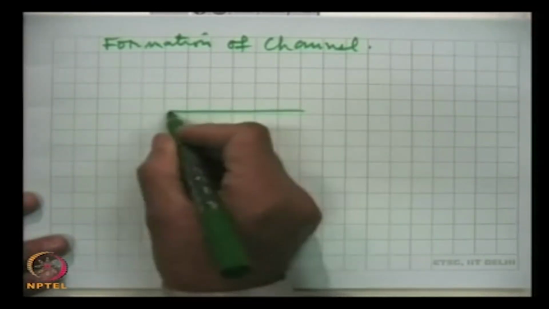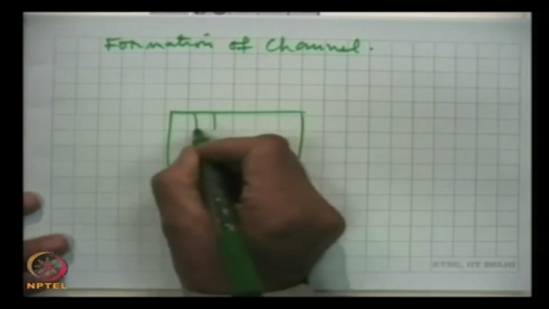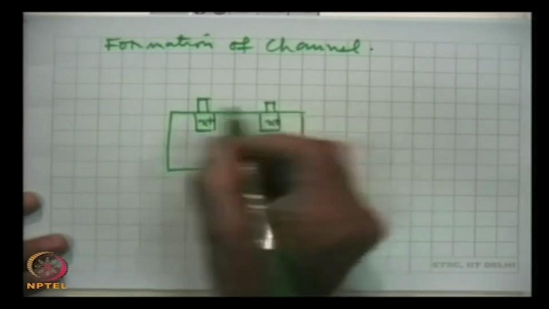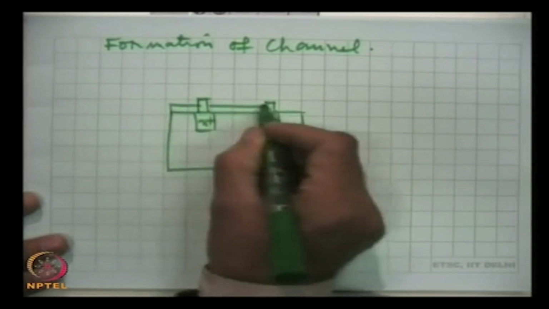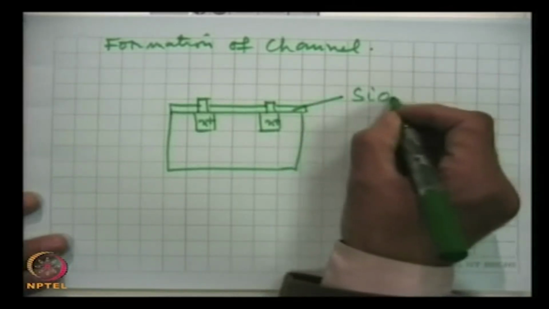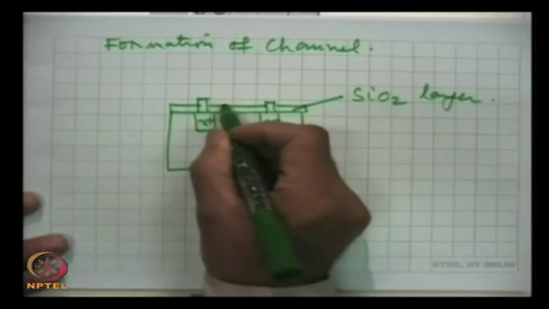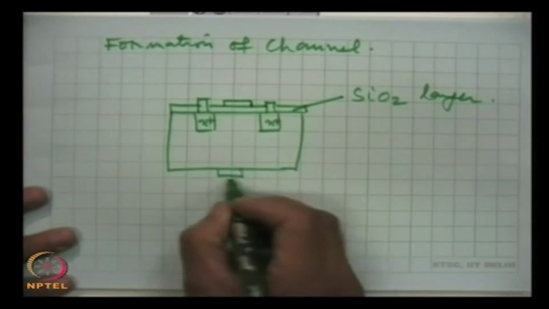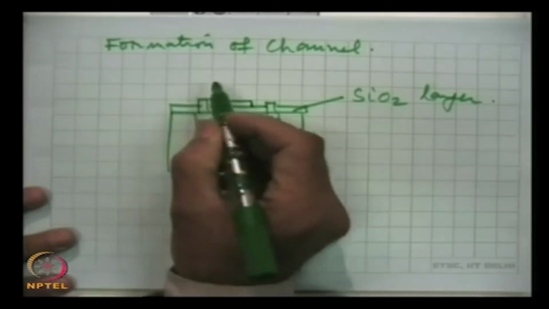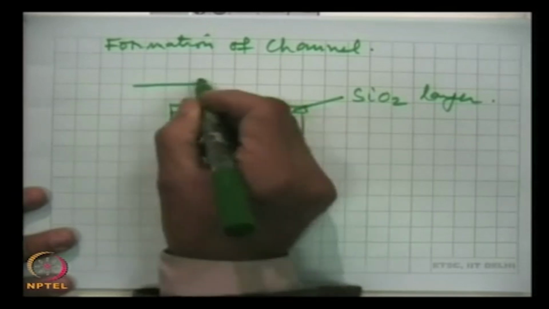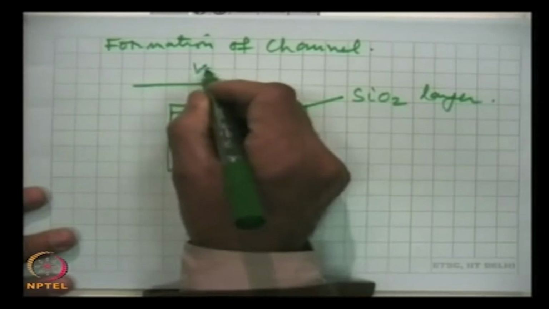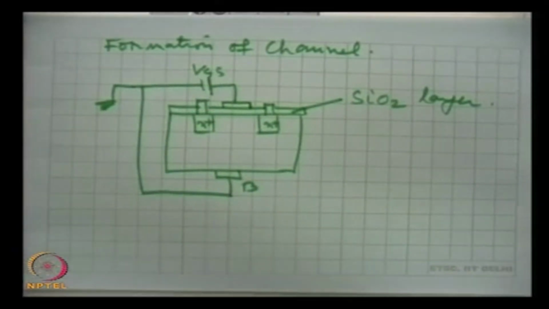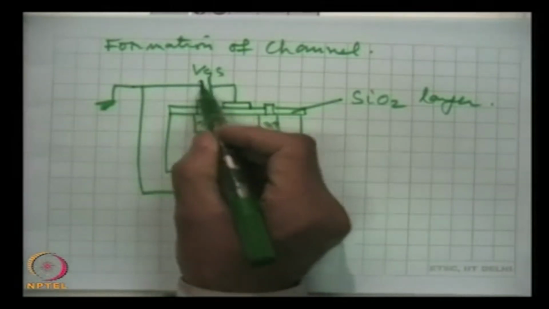This is the device which we have talked. N plus electrode and oxide layer. This is SiO2 layer, and here is the other electrode. Now, this is B, the substrate, and we apply a positive voltage VGS to gate. This end is grounded and the body, the substrate is connected. So, this establishes a positive voltage.